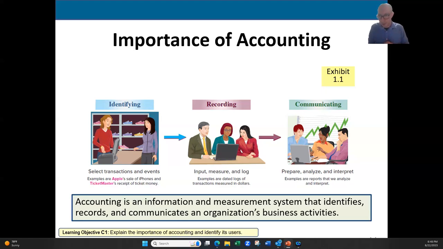At the end of each month, we compile all of the journal entries that we've made for the month, and we prepare financial statements: income statement, balance sheet, statement of cash flows, statement of retained earnings. We analyze the information that goes into them. We interpret them, and we make decisions. That is why accounting is important, because accounting is all of those things.